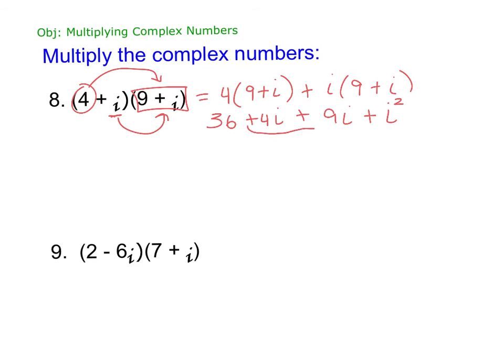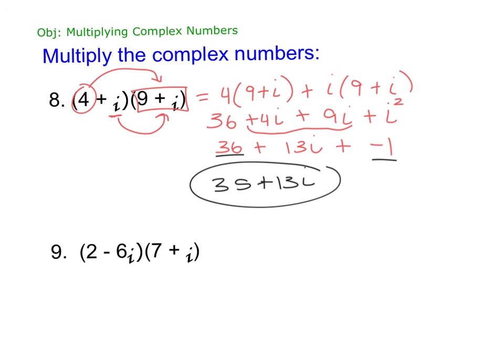So now the middle two go together. 36 plus 13i. But, again, what's i squared? -1. And then what's the last thing I can do? I can combine my 36 and my -1. So 35 plus 13i. So it's just one step harder than regular distributing, because we have to substitute and combine like terms.